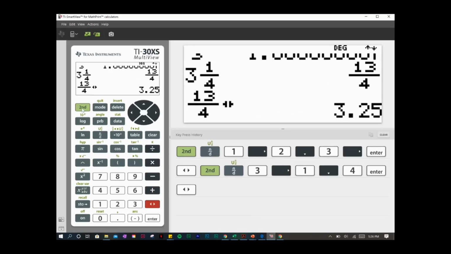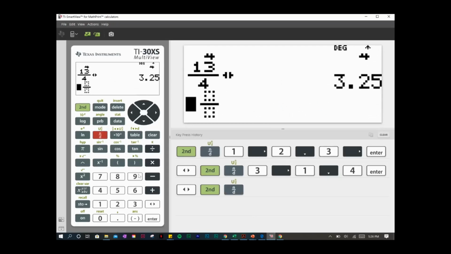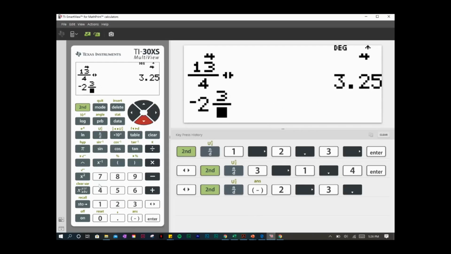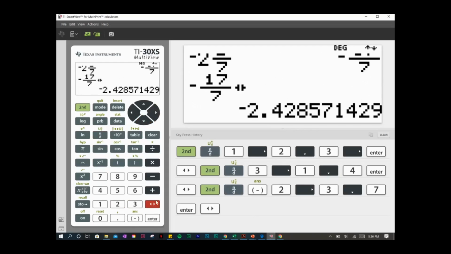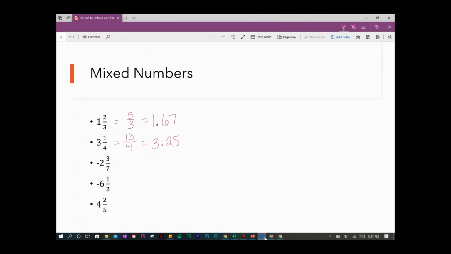All right, -2 3/7. So again, second, then the fraction button. Now the negative is the one in the bottom that's in parentheses. So -2. And then right arrow 3, down arrow 7, enter, is -17 over 7, and the toggle button tells us it's -2.42. So we have -17 over 7 and -2.42.